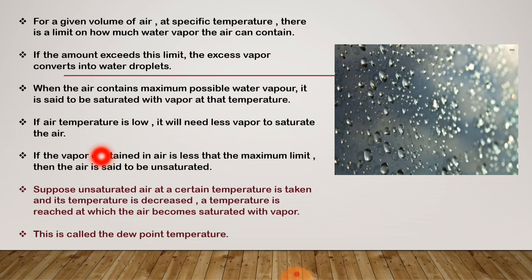If the air temperature is low, then what happens? It will need less vapor to saturate the air. If the water vapor content is less than that maximum limit, then what happens? It is said to be unsaturated. So this is the whole process of saturation and unsaturation. Okay, suppose that unsaturated air at a certain temperature is taken and its temperature is decreased. A temperature is reached at which the air becomes saturated with vapor; that is called the dew point temperature.